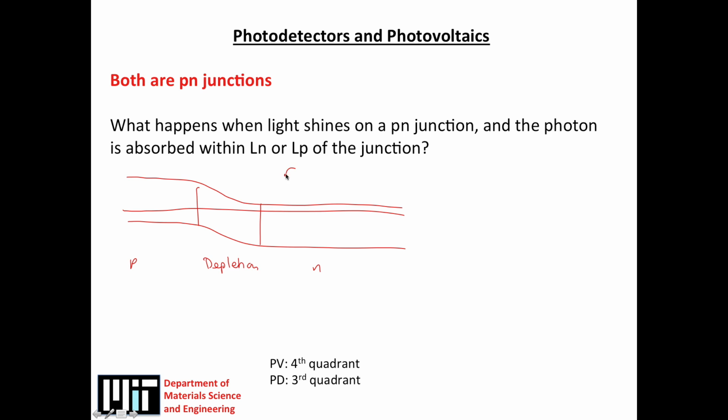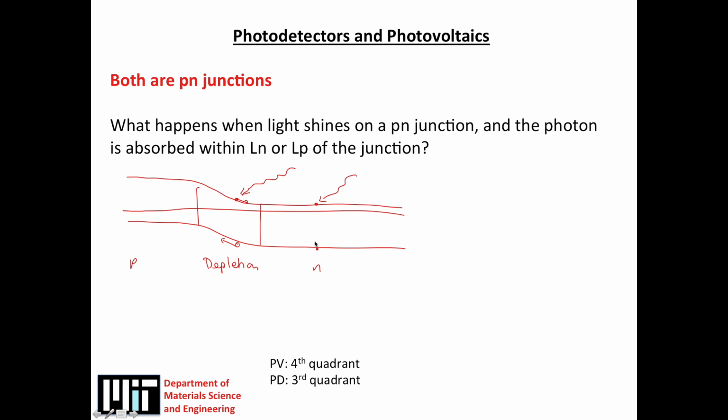Let's imagine that light is shining directly onto the depletion region. It creates an electron and a hole, and because they're both within an electric field, the electron will go one way and the hole will go the other way, and they'll be separated by this built-in electric field. And those carriers, the electron going towards the n side and the hole going towards the p side, are contributing to a reverse current which will be picked up in the external circuit, and that can be used as our photo-generated current.